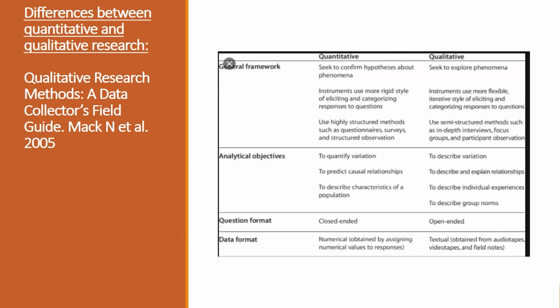If you are using questionnaires or surveys in quantitative research, they would be closed-ended, but in qualitative research they would be open-ended. And the data one obtains in quantitative research is numerical, whereas in qualitative research, it's more in the form of words. These words could be obtained from audio tapes, videotapes, and field notes.